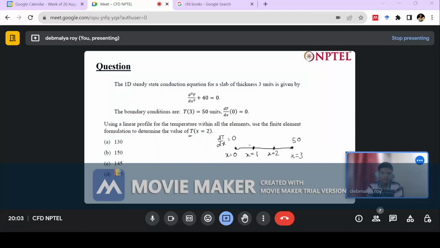So you take these 4 nodes and 3 elements, follow the steps that we have discussed, and you will be able to find it. Do this problem. If there is any difficulty, we can discuss this later.